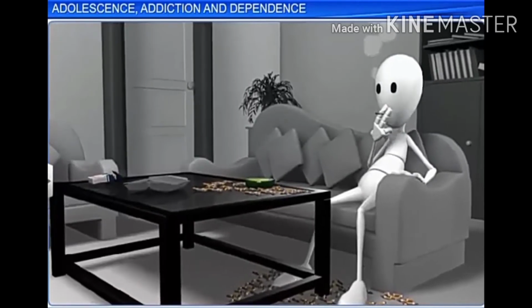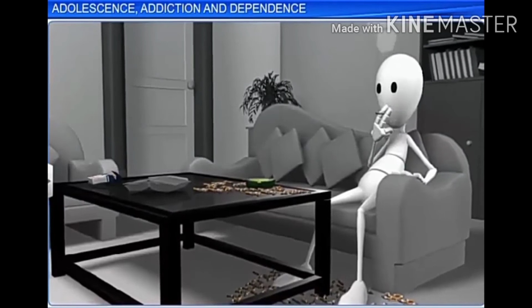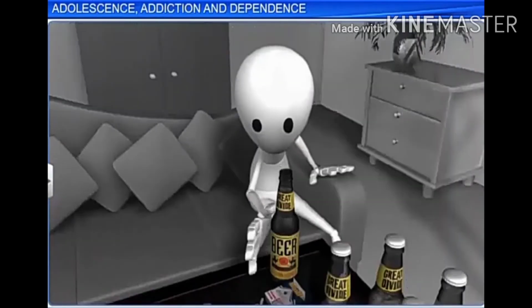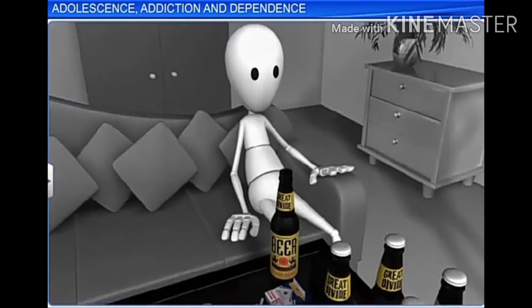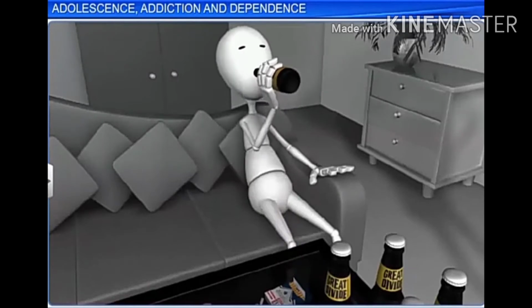Without any counseling or support, they become dependent on drugs and alcohol. Dependence is defined by the tendency of the body to display unpleasant withdrawal symptoms if their regular dose of drugs or alcohol is discontinued.